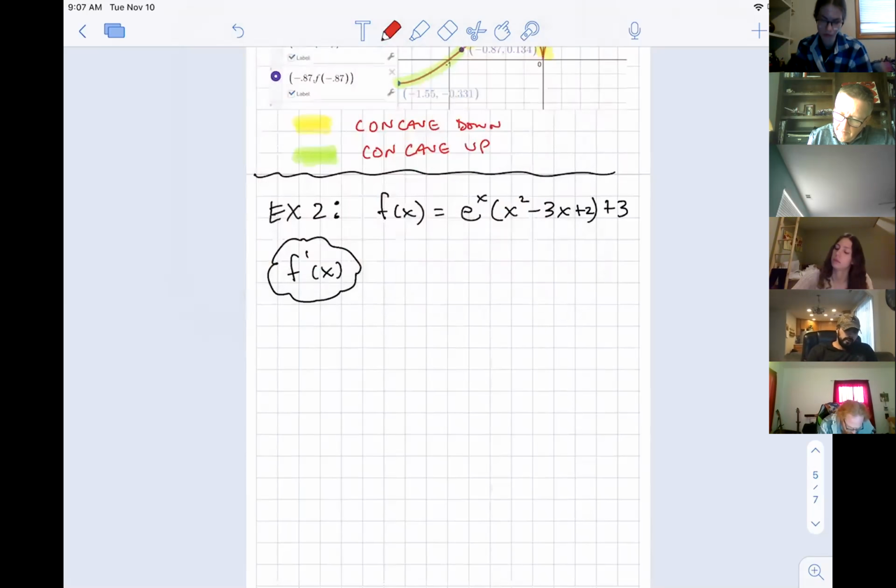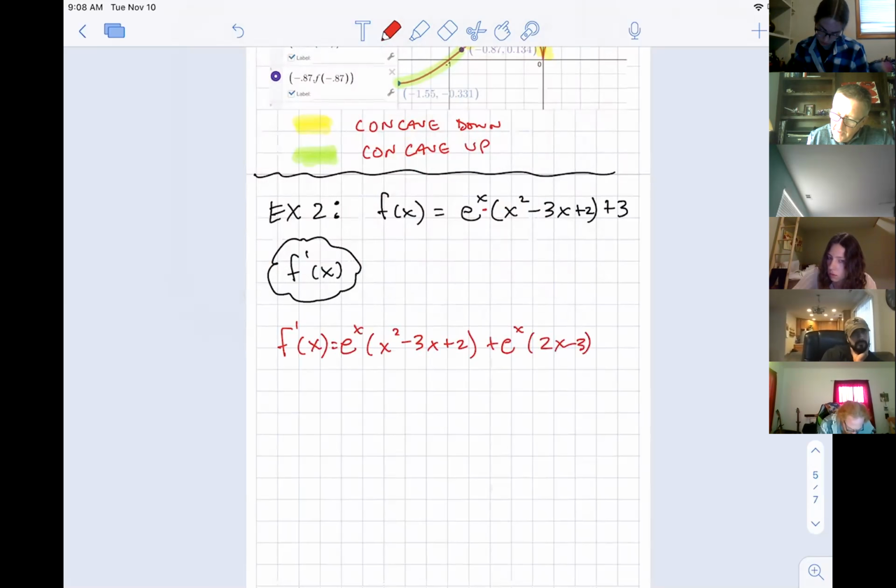Again, I see this multiplication sign, so I think product rule. So f prime of x: the derivative of e to the x is e to the x times the junk left alone, plus the e to the x left alone times the derivative of the parabola, which would be 2x minus 3, and then plus the derivative of 3. Remember, we like plus signs. Plus nothing, so the derivative of 3 is nothing. So all that 3 did is move the graph up, and it didn't change the slopes. That's why it has no effect on the slopes.